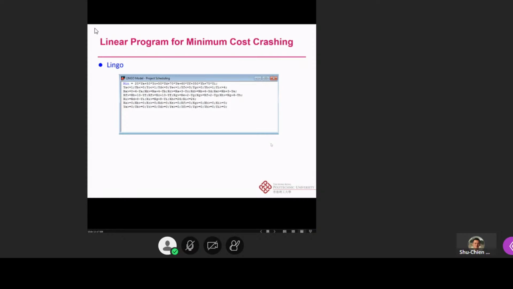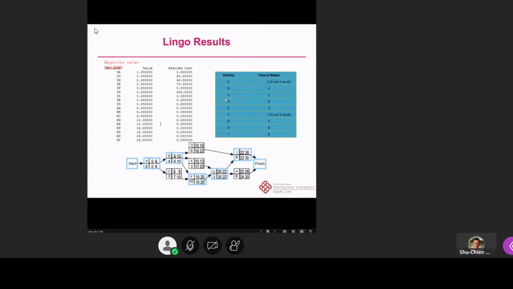All right, so we can also put those objective functions and constraints into Excel Solver or LINGO. Then we just put all the things here. It will directly give you an answer like this. Activity A should crash for 1 week. Activity F should crash for 3 weeks, and it also shows the time in weeks for the other activities. Then we know, okay, this is the result. We are going to crash A for 1 day and F for 3 weeks. Then we can get the answer.